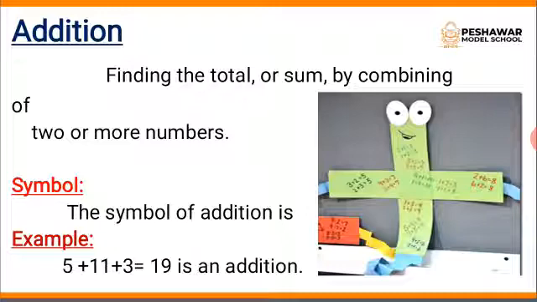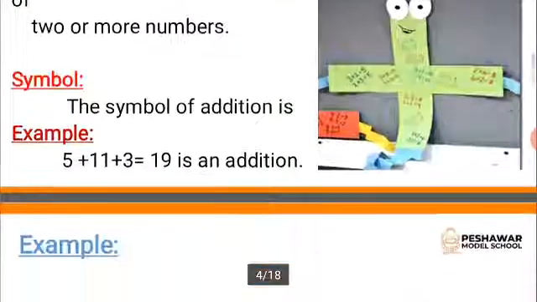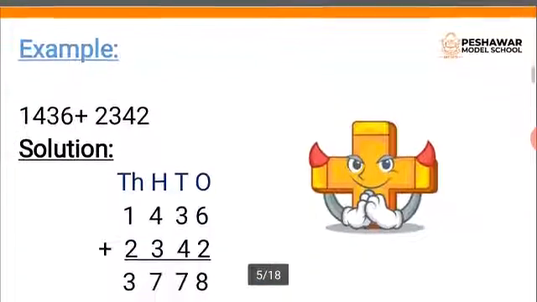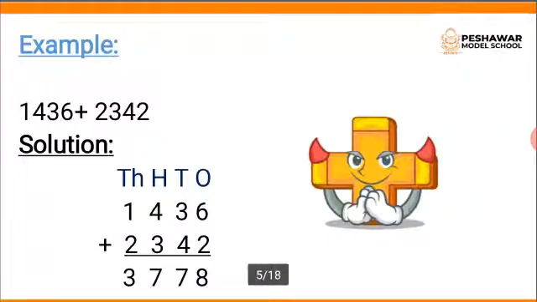Let's take an example. For example, we add 5 plus 11 plus 3. If we add these numbers, we get the answer. We get the sum of these numbers, which is 19. So, here is the example of addition.